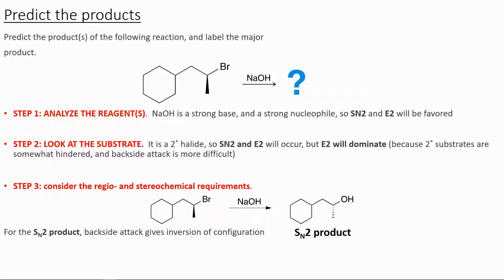So, SN2 and E2 will occur, but elimination will dominate because of the somewhat sterically hindered substrate.